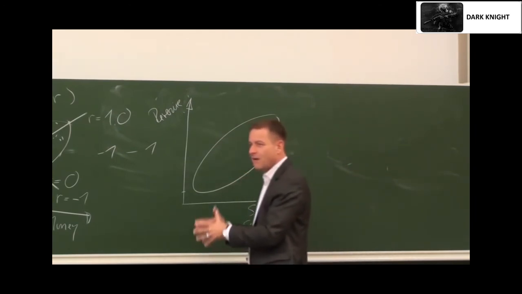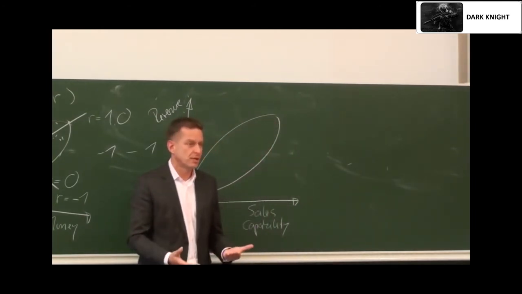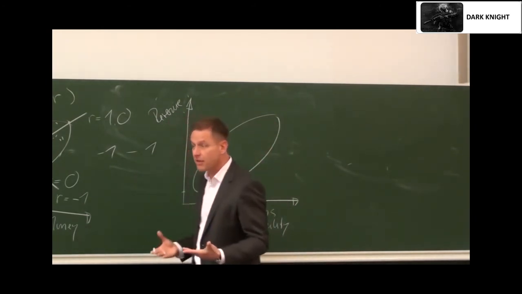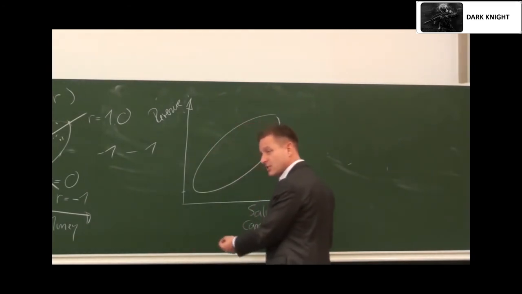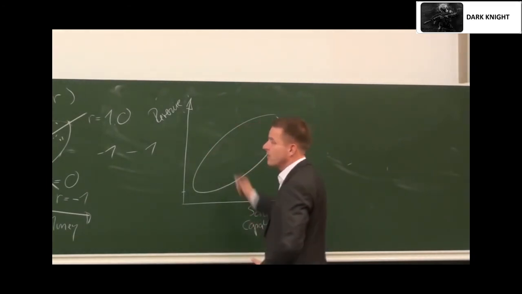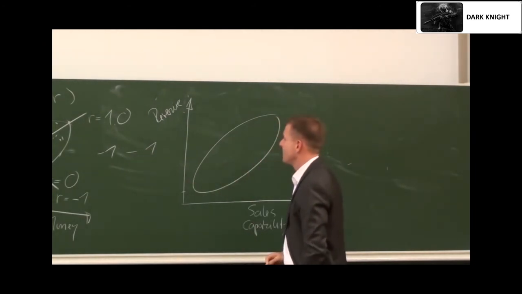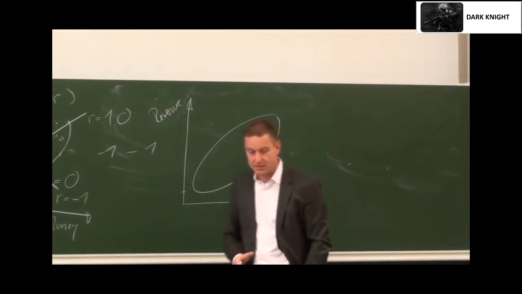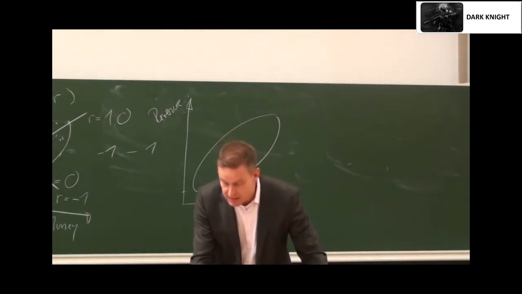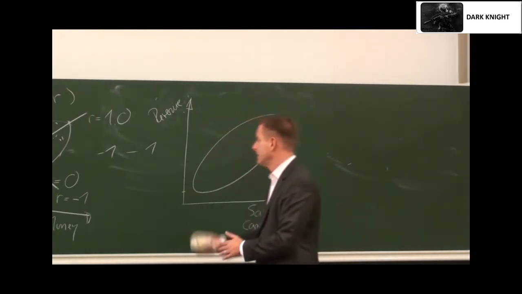So this is how validity is really measured. We use correlation methods to compare test scores with a criterion. That's about validity. Does the test really measure what it is supposed to measure?